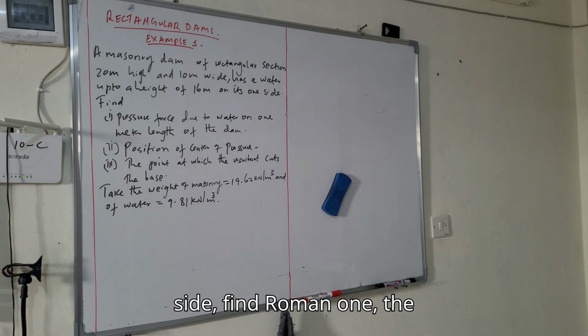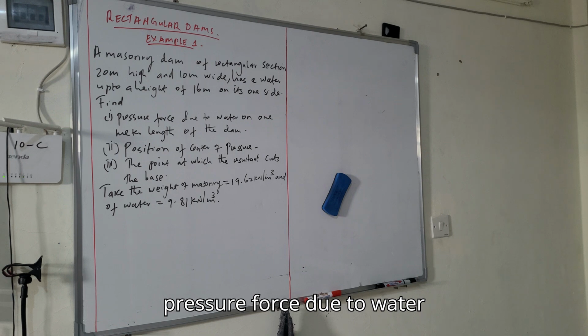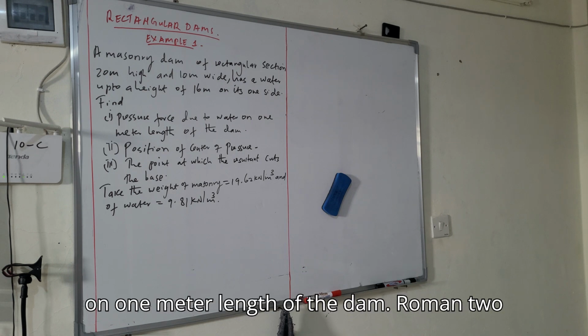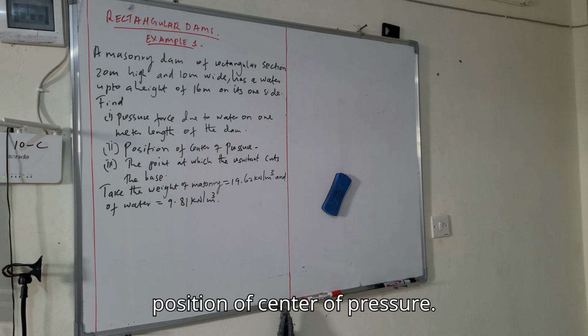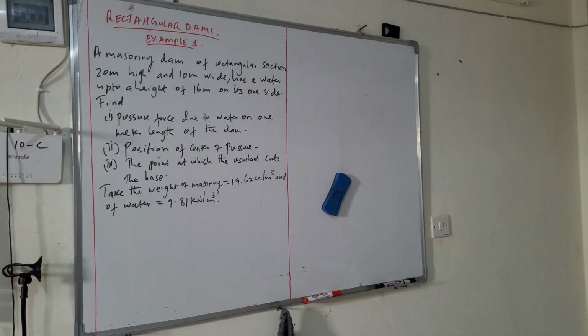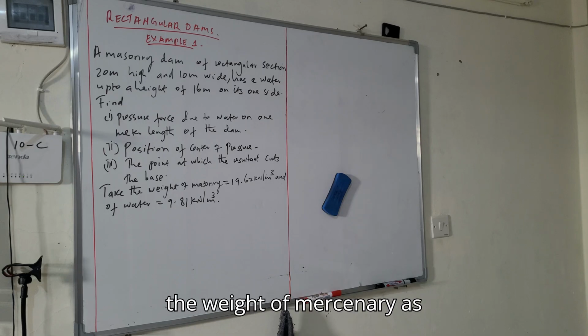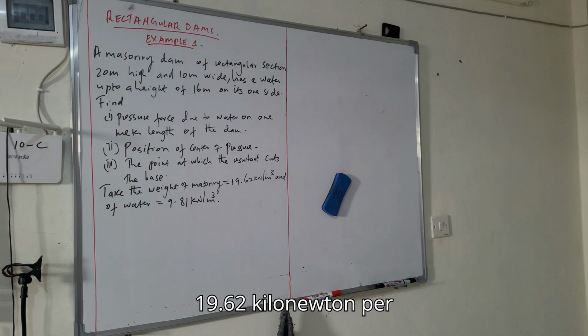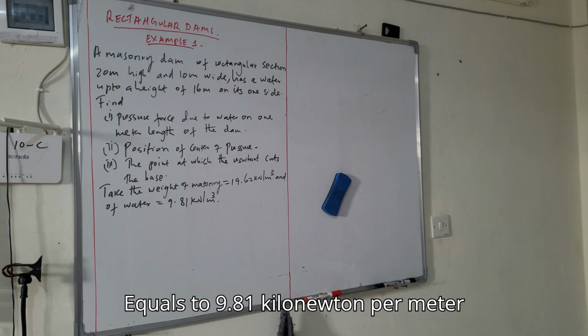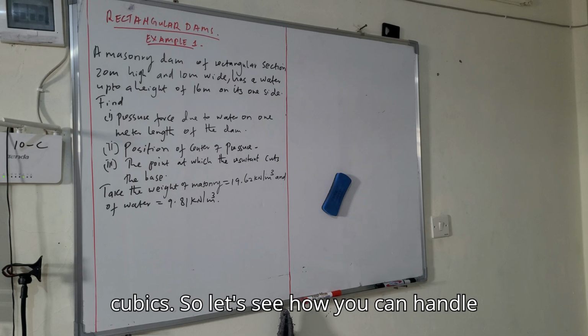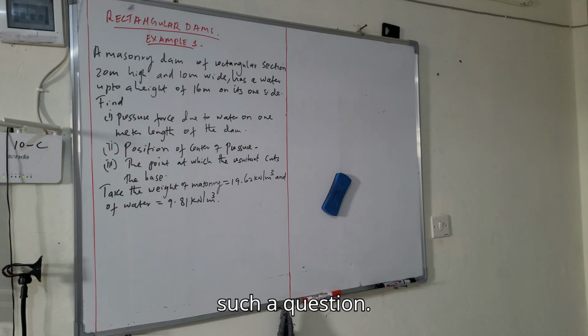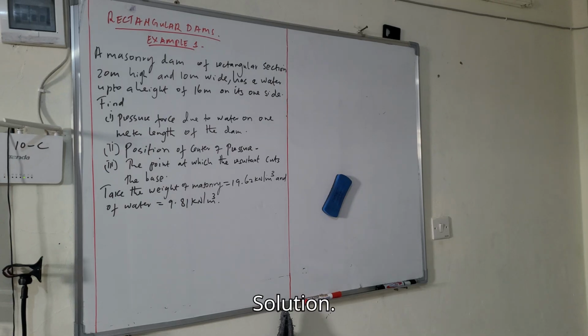Find one, the pressure force due to water on 1 meter length of the dam. Two, position of center of pressure. Three, the point at which the resultant cuts the base. Take the weight of masonry as 19.62 kilonewton per meter cubed and weight of water equals 9.81 kilonewton per meter cubed. So let's see how you can handle such a question. Solution.